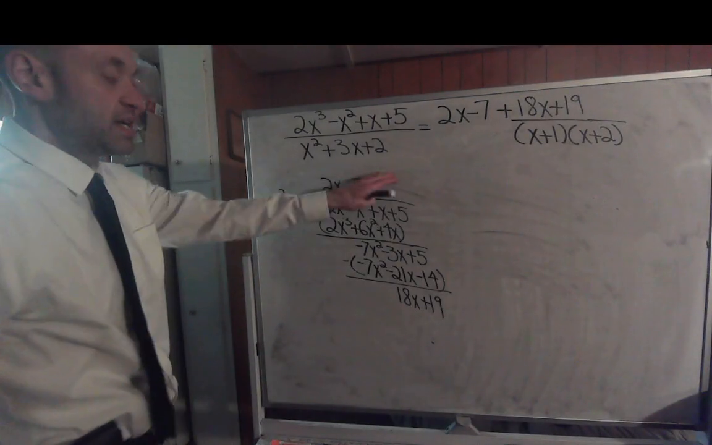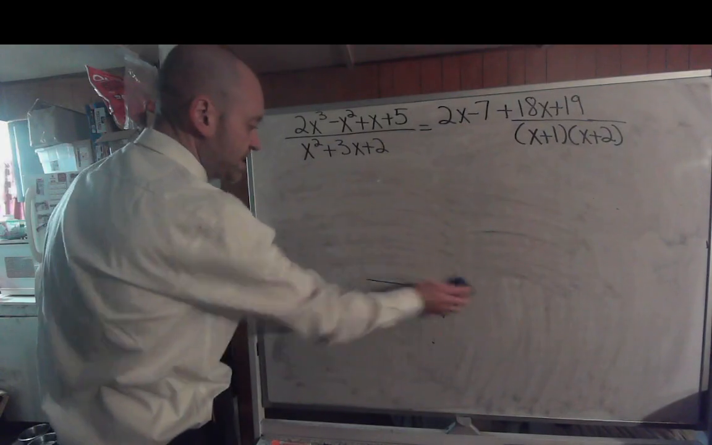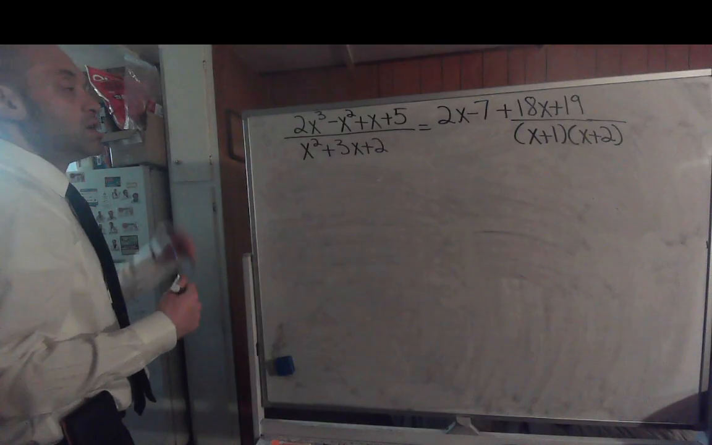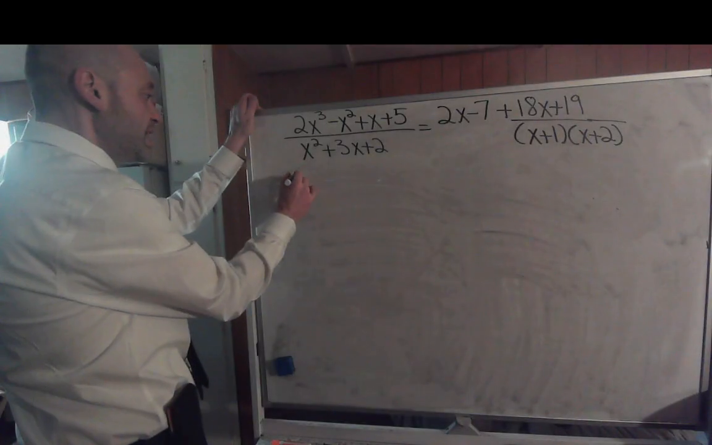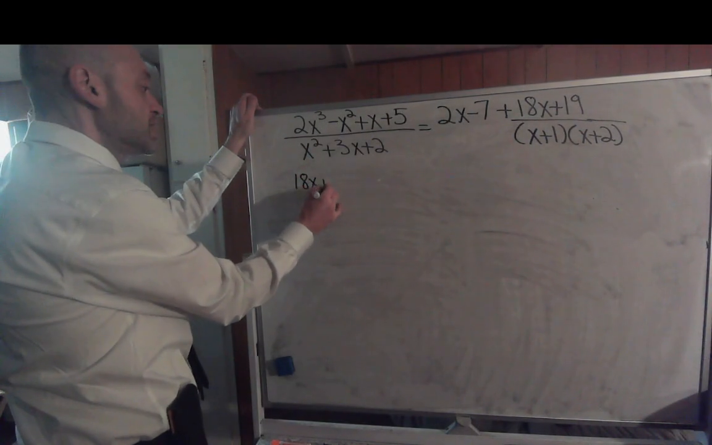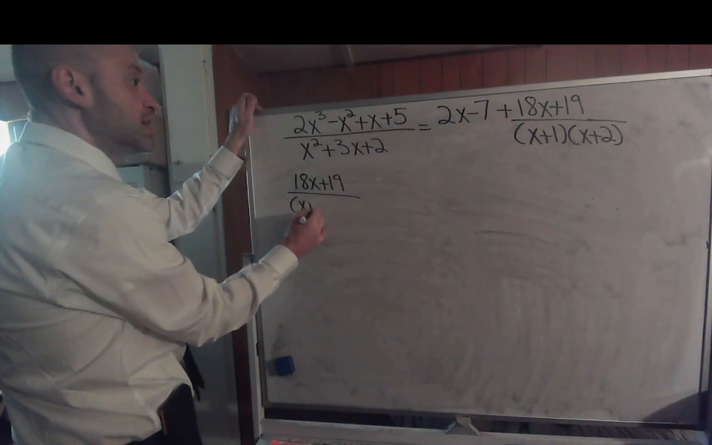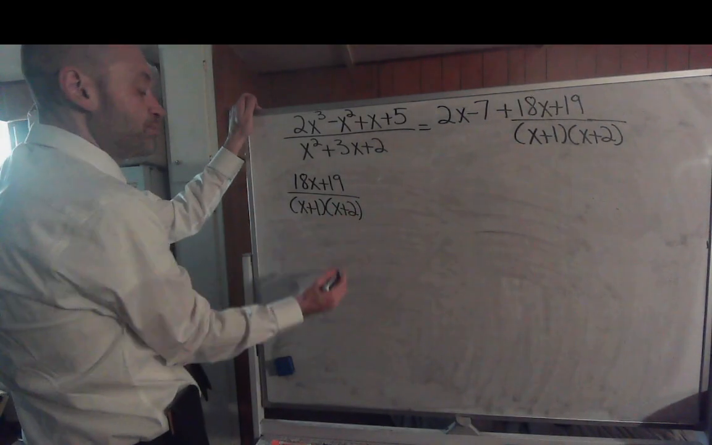So I think we can go ahead. I'm going to erase this here. I think everybody's got a pretty good grasp on polynomial long division by now. So ignore the 2x minus 7. Let's go ahead and set up that 18x plus 19 all over that x plus 1 times x plus 2.